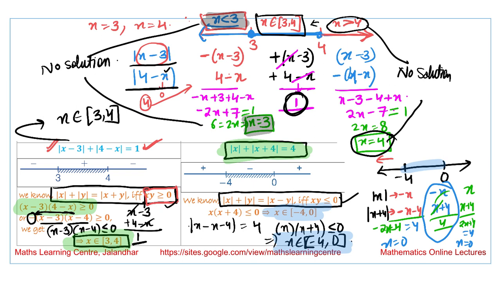So you can directly use these results over here: mod of x plus mod of y is equal to mod of x minus y if and only if xy is less than or equal to 0, and mod of x plus mod of y is equal to mod of x plus y if and only if x into y is greater than or equal to 0.